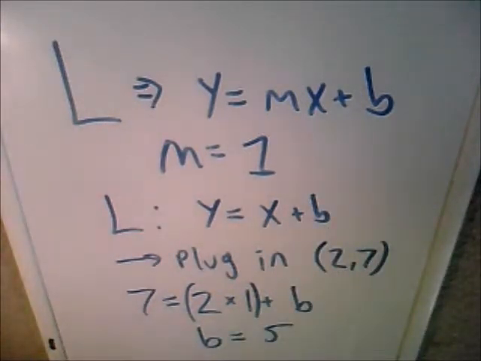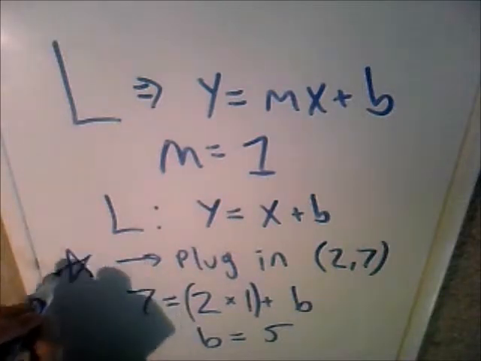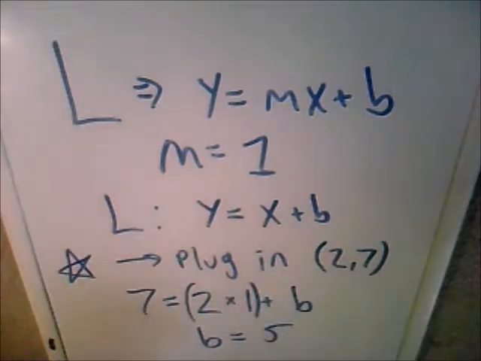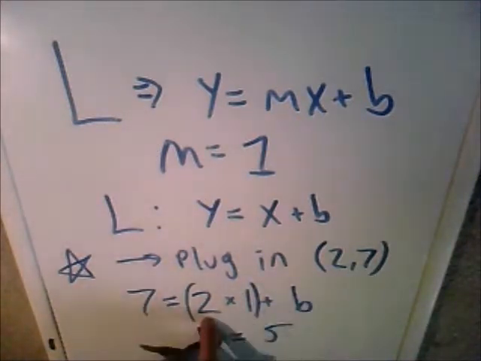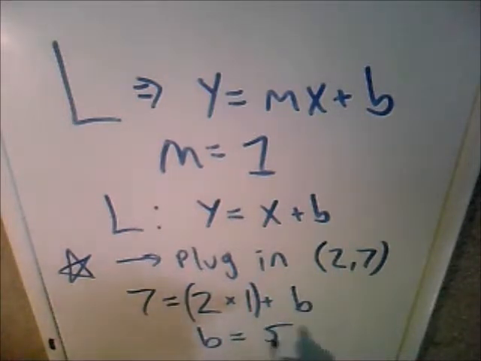Now, this is the next crucial step. We have to plug in the ordered pair 2, 7, which we know is part of L, to solve for b. So, plug in 2 for x, 7 for y, and we get 7 equals 2 times 1 plus b. Elementary algebra shows us that b equals 5. So now we know everything about L.